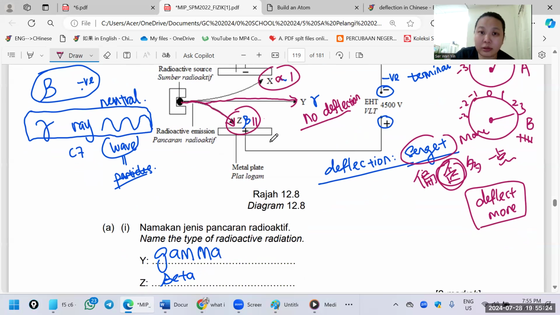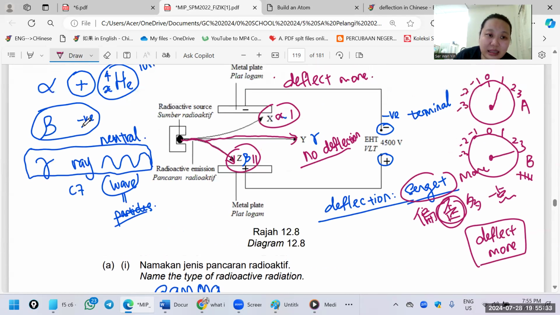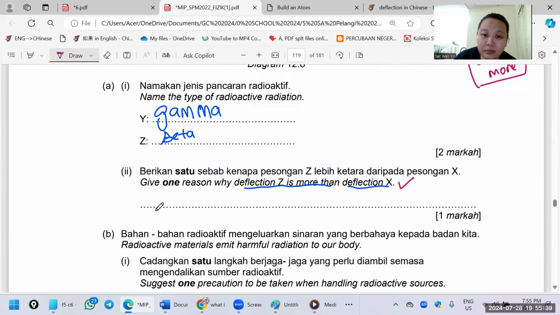Okay, for that you hear. Okay, so now the deflection of Z is more than the deflection of X, correct? Because Z is beta, alpha is bigger and beta is smaller. So we say mass of Z is 1.